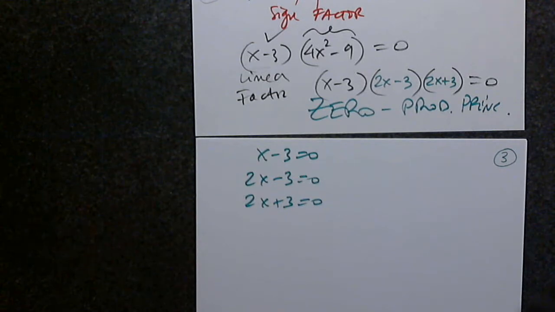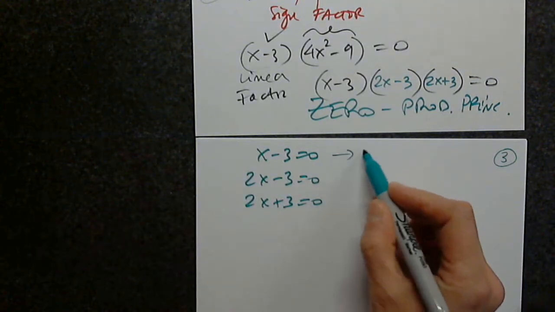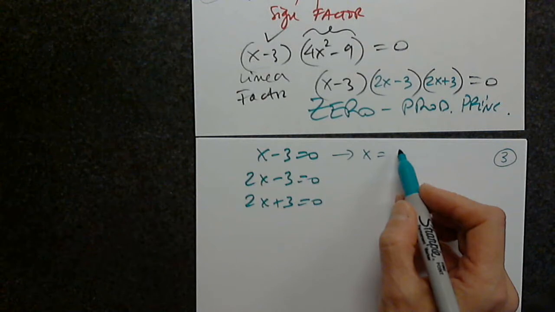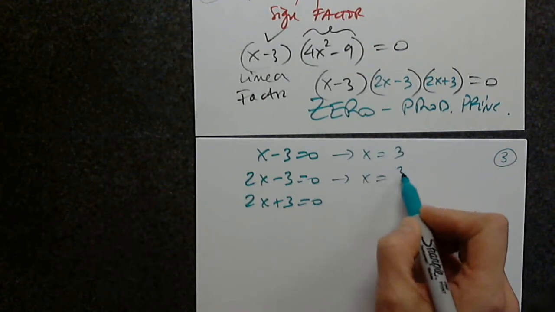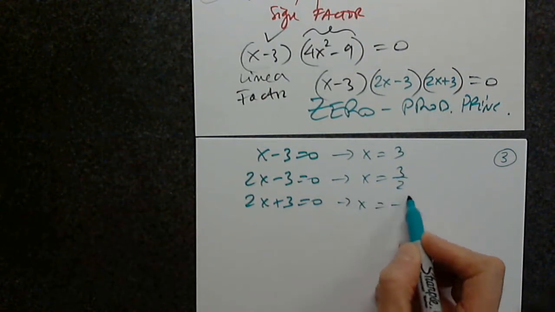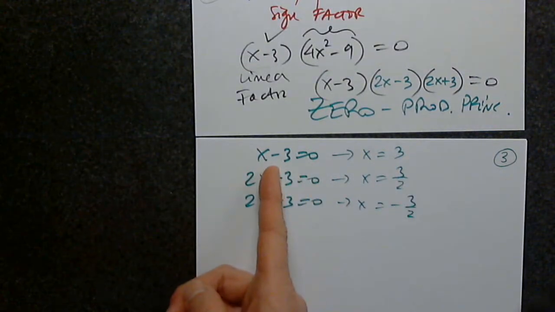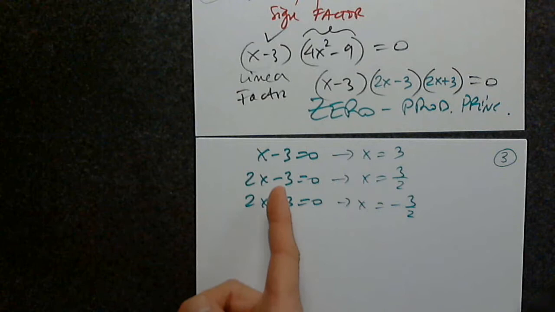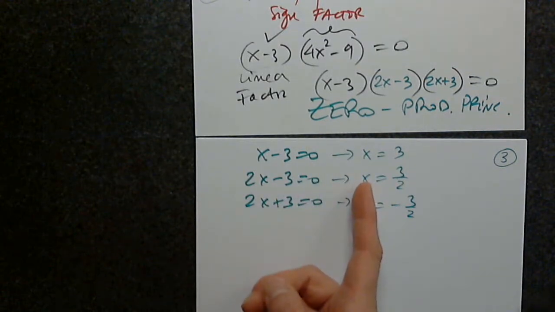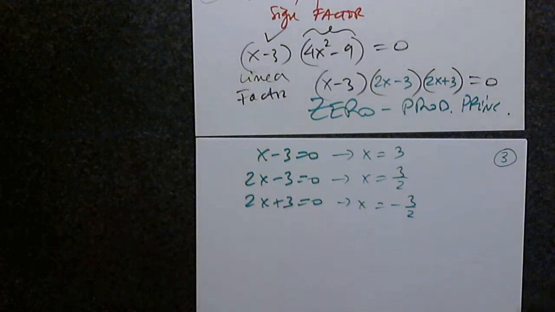I mean, if a product of factors is set equal to 0, then any factor can be 0. So then we get 3 solutions, and they are from here x equals 3, from here x equals 3 halves, and from here x equals negative 3 halves. Remember, you have to move the terms to the other side. This was negative, it goes to the other side positive. This was negative, it goes to the other side positive. This was positive, it goes to the other side negative.